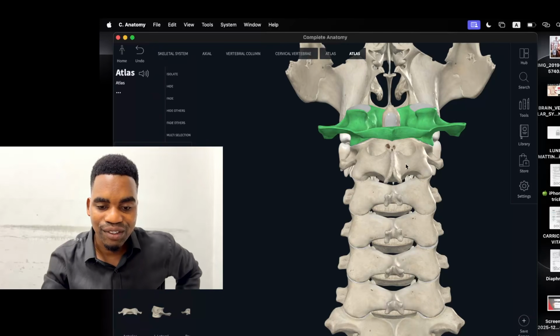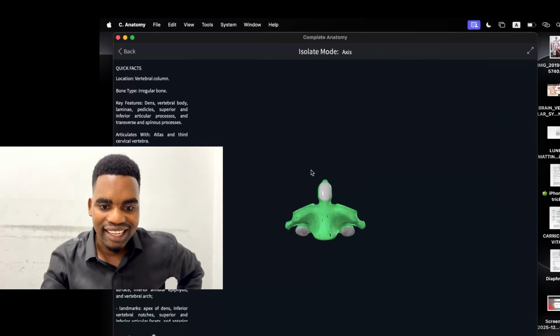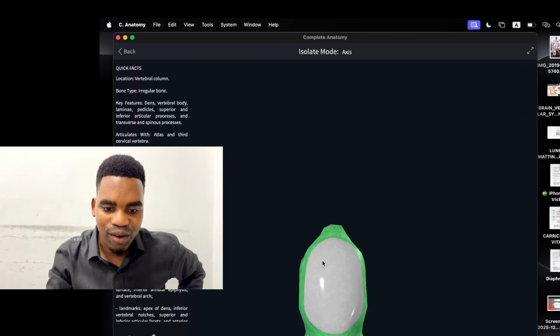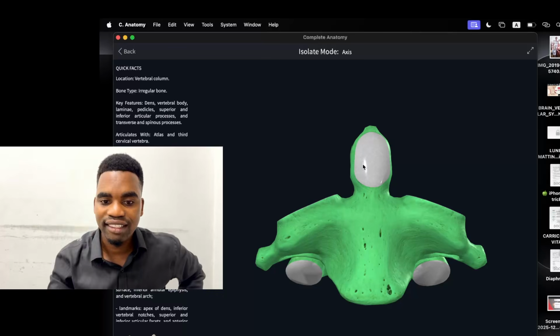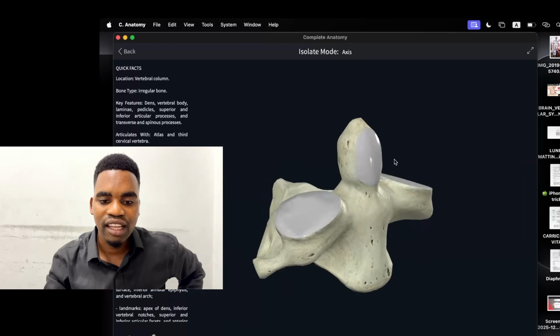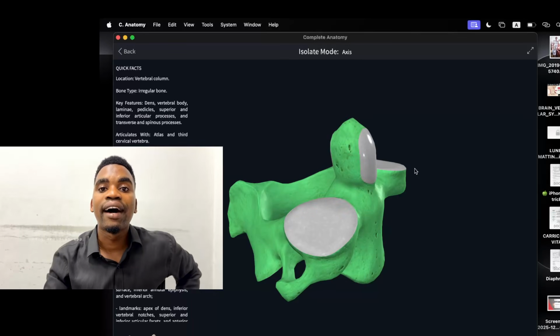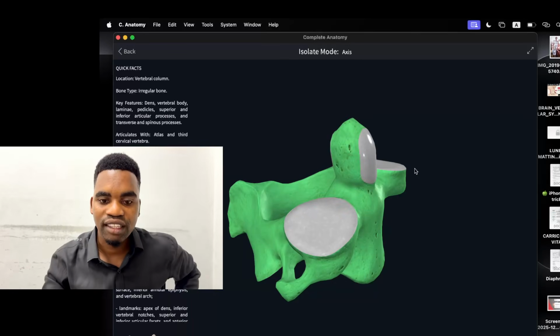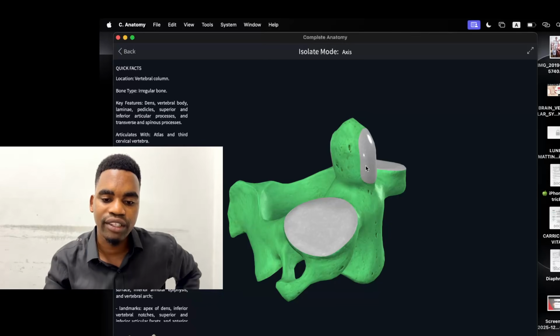The C2 vertebra is also called the axis. Why axis? Because of this bony projection here, which gives the impression of an axis, a vertical projection. It's a tooth-like projection, and because of that it is called the odontoid process, or dens, D-E-N-S, because it's a tooth-like projection.